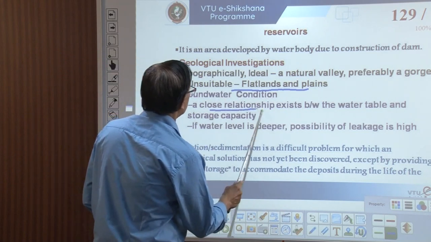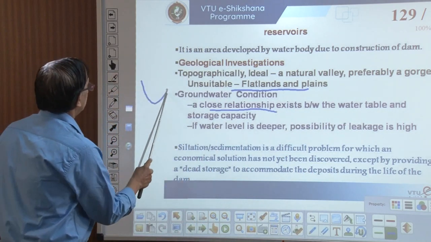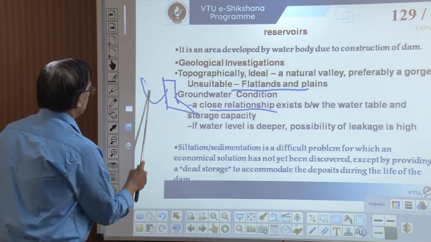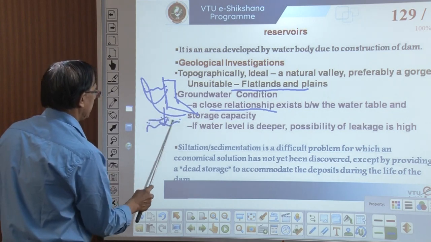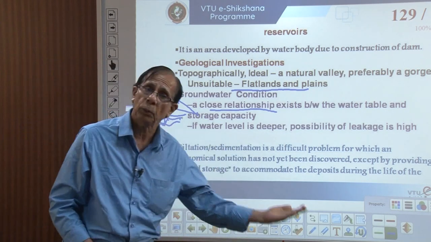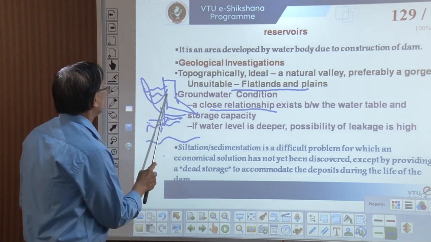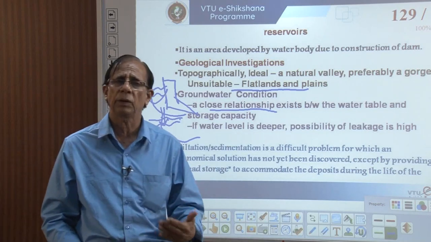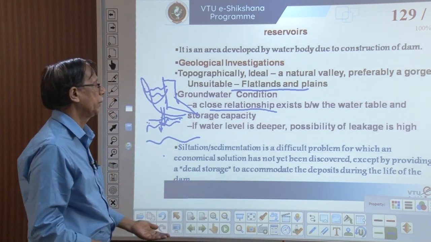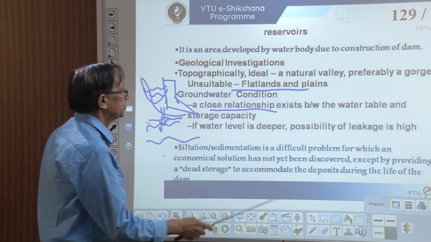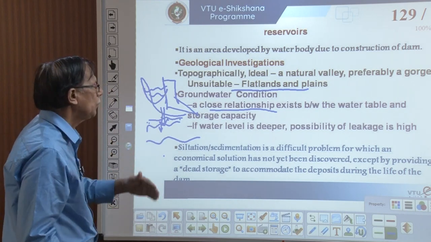Regarding groundwater conditions, a close relationship exists between the water table and the storage capacity of the reservoir. If this is the dam and this is the reservoir, and there is percolation of water, the water table may build up and become shallow. That has one problem. If the water table is deep, percolation of water may take place deeper and there is a loss of water from the reservoir. So there is a relationship between the reservoir and the water table. A deep water table is a problem, and a shallow water table is also a problem. The possibility of leakage is high if the water table is deeper, and if shallow, there is a waterlogged area.